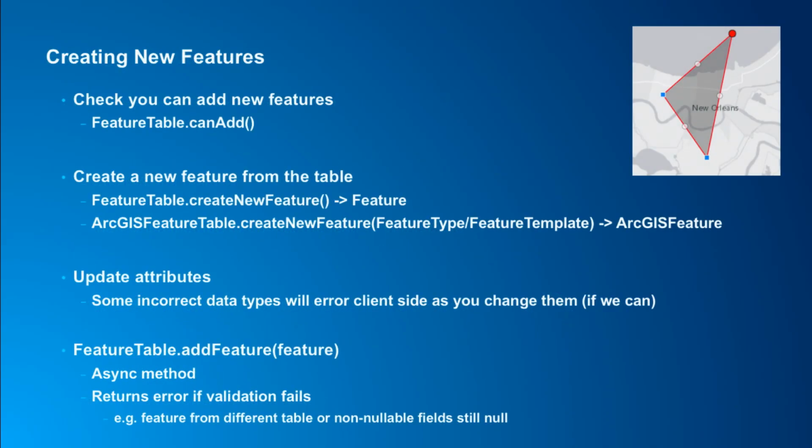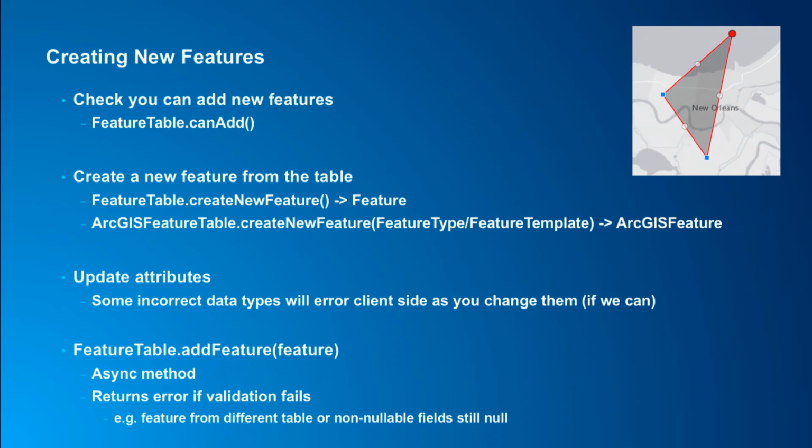So in terms of creating new features, the first thing you should do is check that you can create new features. If you think about the user experience of the application you're building, you want to provide a tool for the user to click on to say, I'm going to create a new feature. But you shouldn't show that tool if you can't create a new feature. Some tables are read-only, and you should always go to the feature table and check whether you can add new features before you even show that tool to your user.